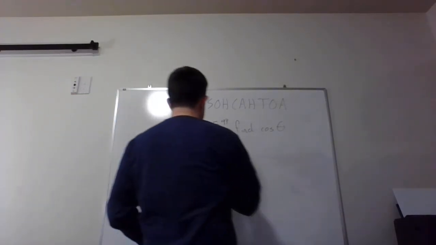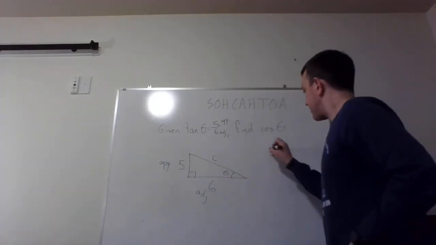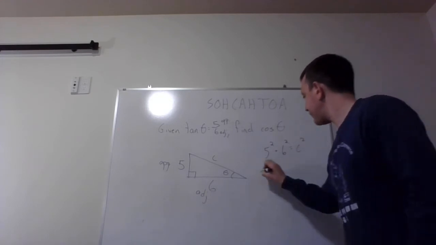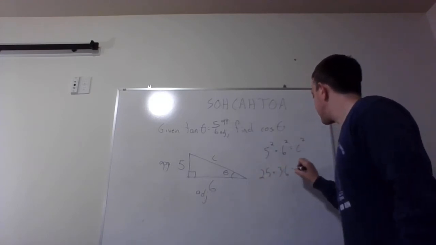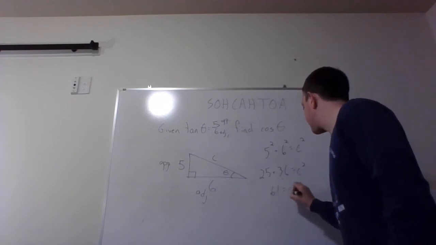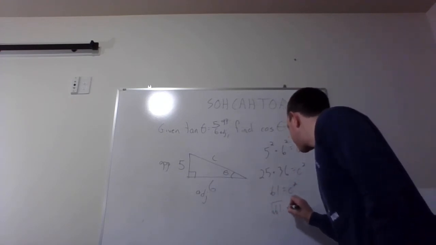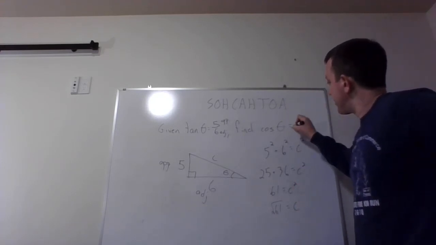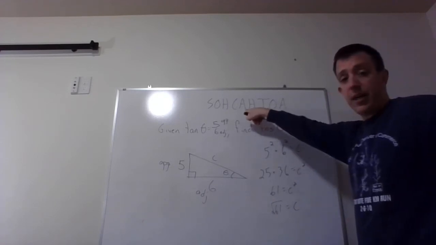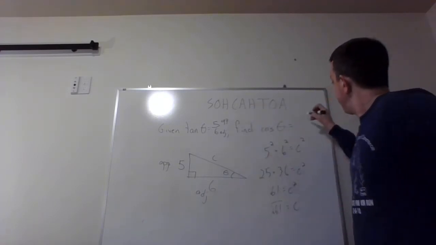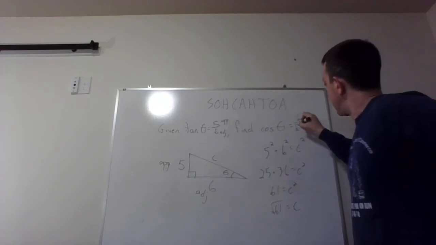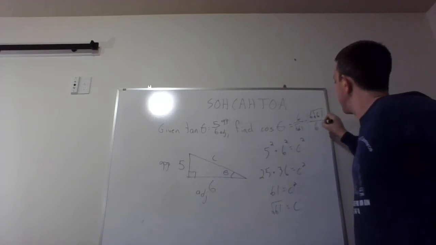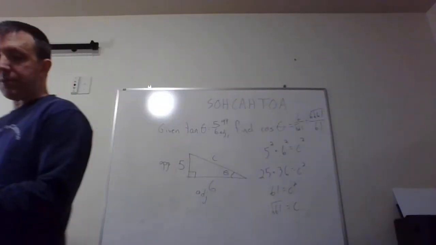And so this time I'm looking for c, right? I'm missing the hypotenuse. So 5 squared plus 6 squared is equal to c squared. 25 and 36 is c squared, that's 61. We end up with a square root of 61 for c. Again, we get a pretty gross looking number, but now we can put together the cosine. Cosine is adjacent over hypotenuse. So I'm going to have 6 over the square root of 61. And when you rationalize that denominator, you're going to have 6 square root of 61 over 61. So loads of fun. Loads and loads of fun.